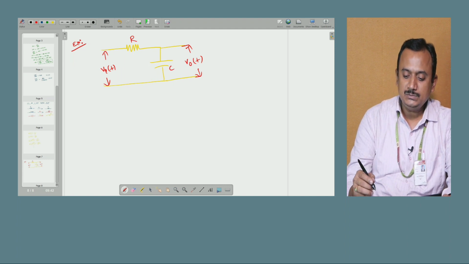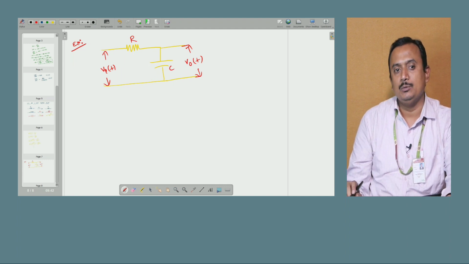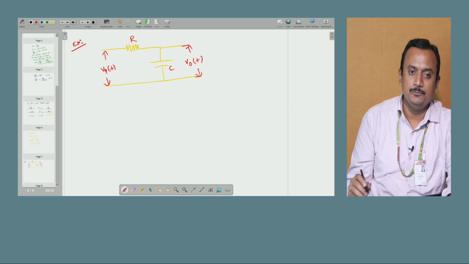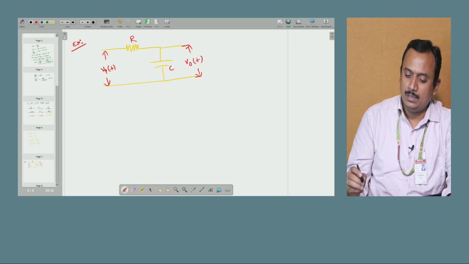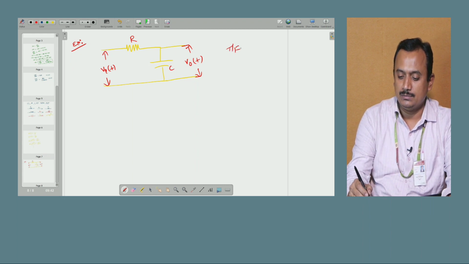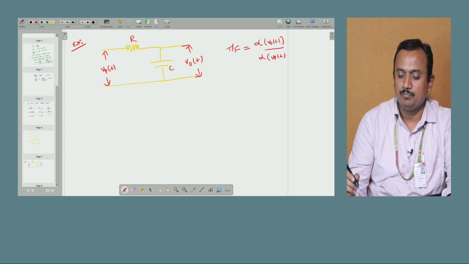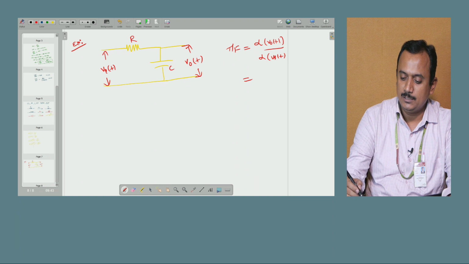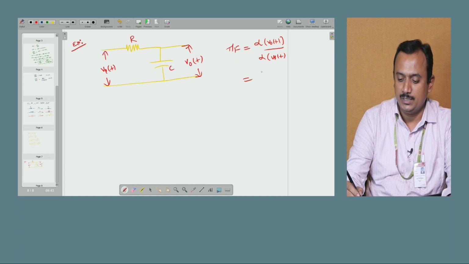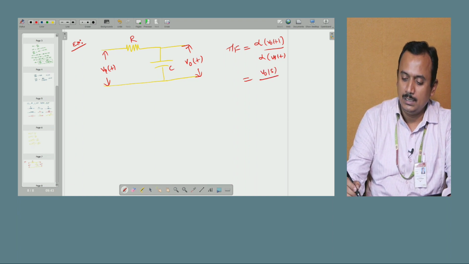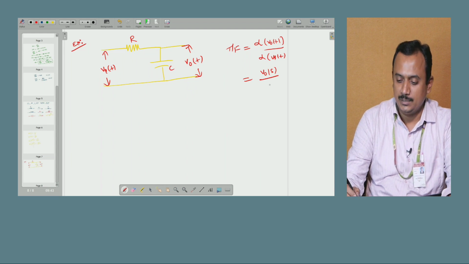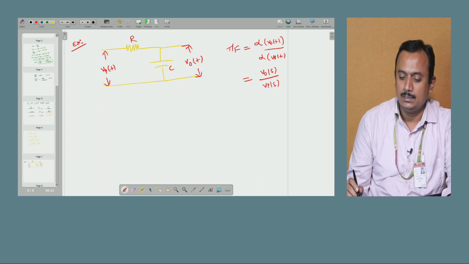Now since we have defined the output, that is V0 of t across the capacitor, and the input is Vi of t, what we are finding here is the transfer function. What is the transfer function? It is the Laplace transform of the output, that is V0 of t, by the Laplace transform of the input, that is Vi of t. And the Laplace transform of the output V0 of t becomes V0 of s, and the Laplace transform of the input Vi of t becomes Vi of s.